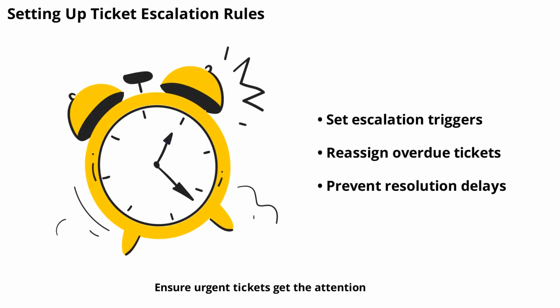Ensure urgent tickets get the attention they need by setting up escalation rules. In admin, use automations to escalate tickets that remain unresolved for a set time. Escalated tickets can be reassigned or flagged for management review, preventing delays.